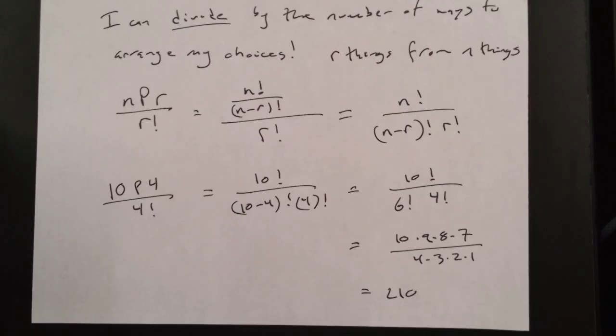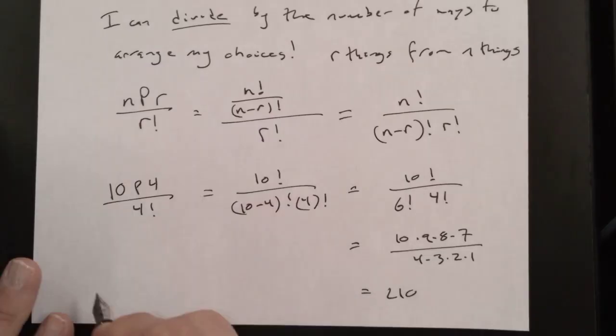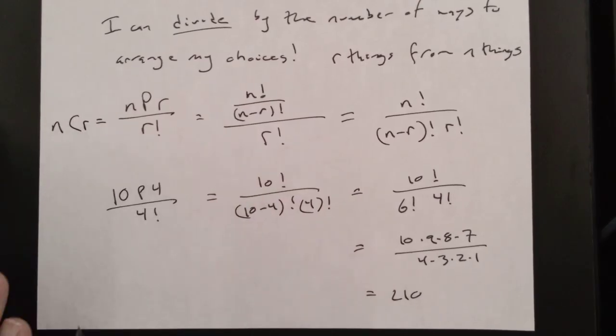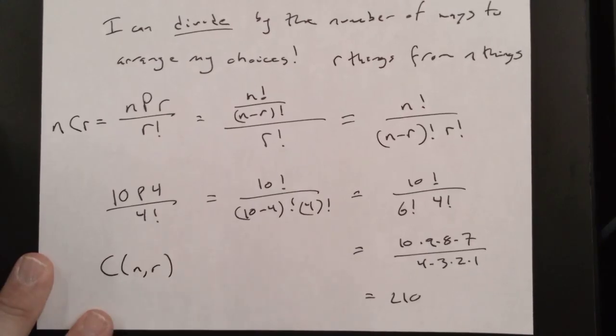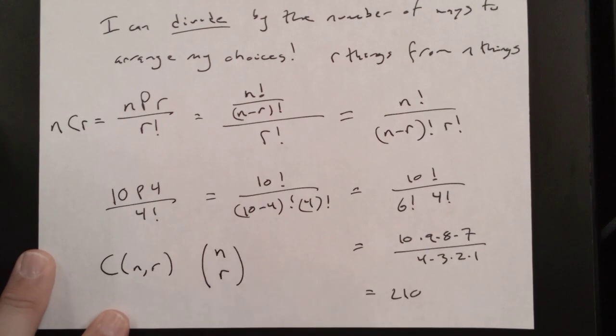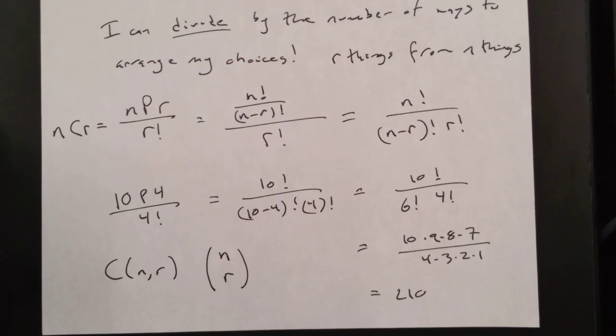Okay. I need a new name for this. If those were permutations because order matters, I'm going to call this a combination. I'm going to use C, and I'm going to call this nCr. Sometimes it's also written Cn,r, and sometimes you'll see it written almost like a fraction, but there's no bar in the middle. It's just got a set of parentheses around it. This is referred to as a binomial coefficient.